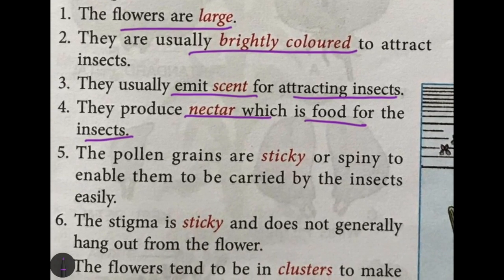Now, the pollen grains must be sticky or spiny so that they can stick to the body of insects and can be easily carried, so that when the insects are flying from one flower to another flower, the pollen grains must not fall off.